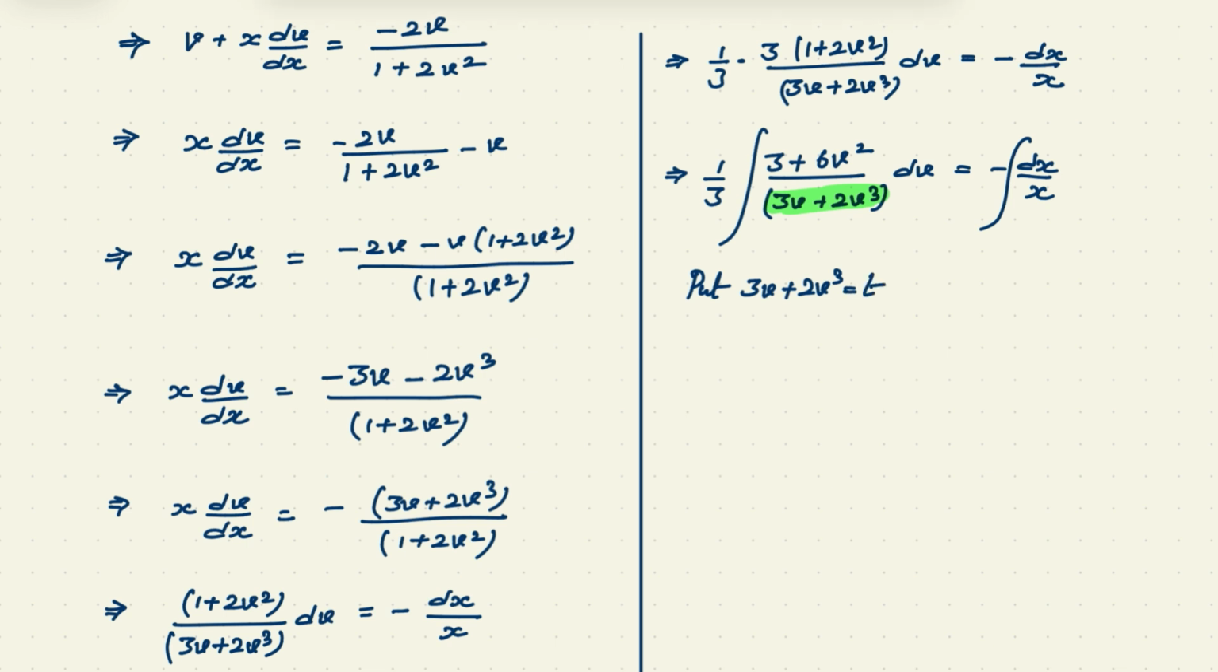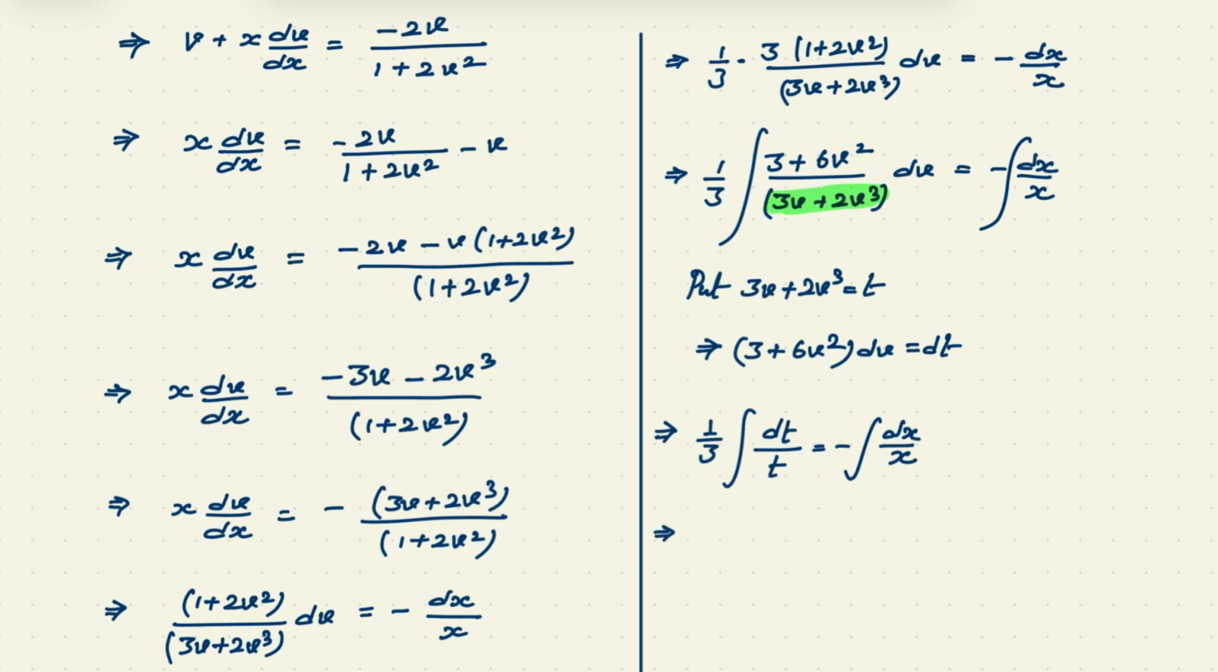Now if we differentiate both sides with respect to v, then we will have 3 plus 2 3 is 6 v square into dv equals to dt. And if you notice that in the numerator we have 3 plus 6v square into dv. For that purpose we were multiplying and dividing by 3 in this step. So the integral will be 1 by 3. Integration of numerator is dt and the denominator is t equals to minus dx by x.